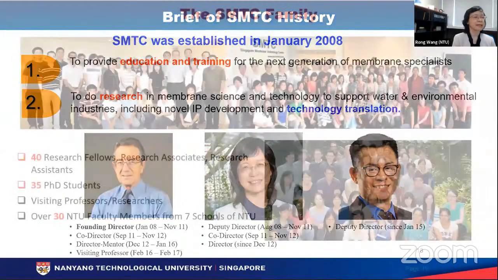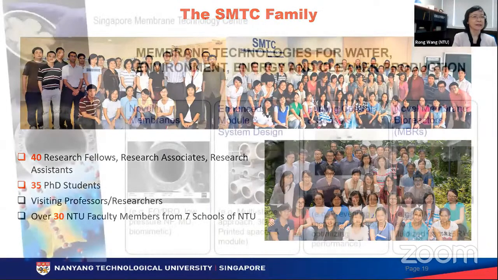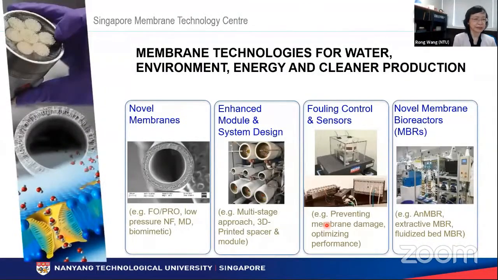SMTC is a big family, including more than 70 full-time researchers and PhD students. We also have over 30 faculty members who join the center as PhD student supervisors or project PIs. SMTC has been here for 12 years.